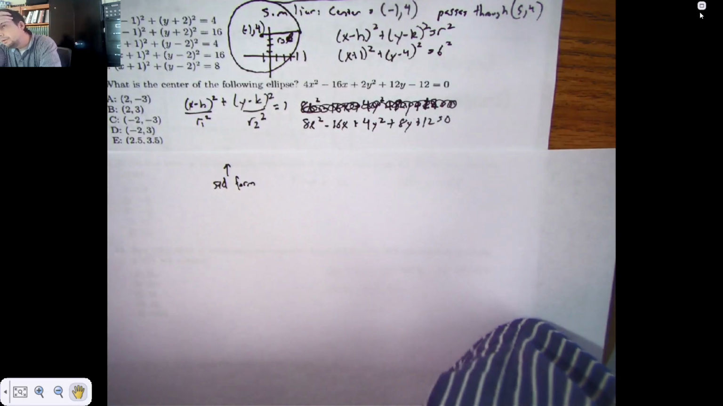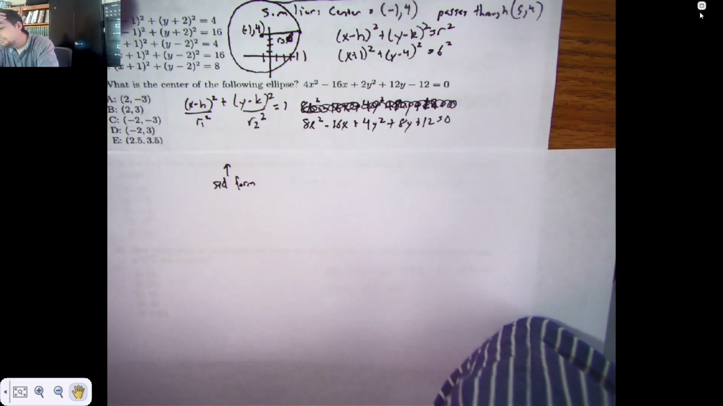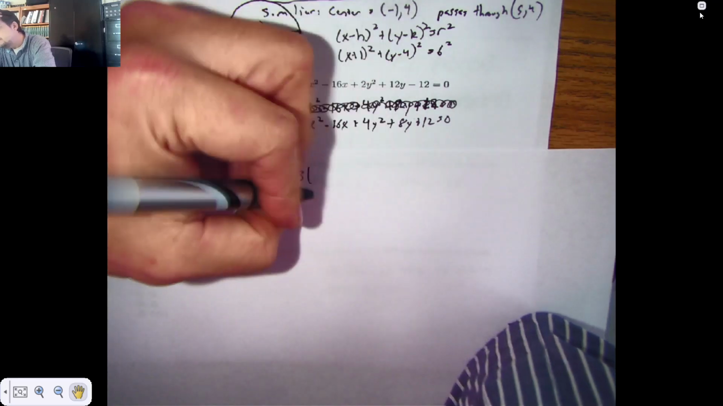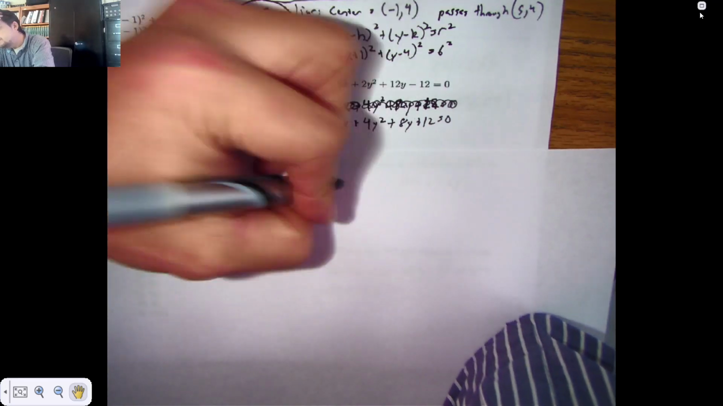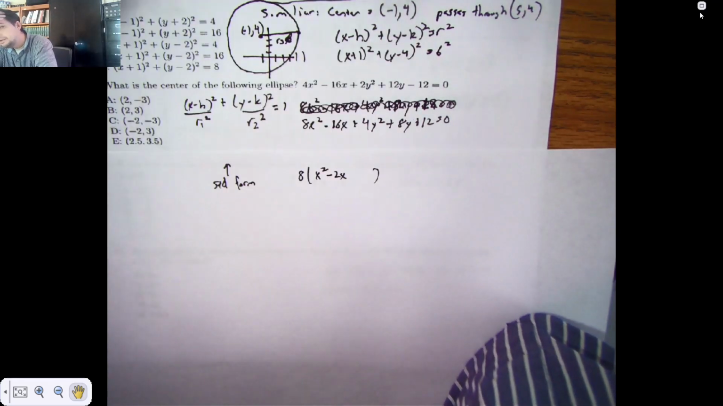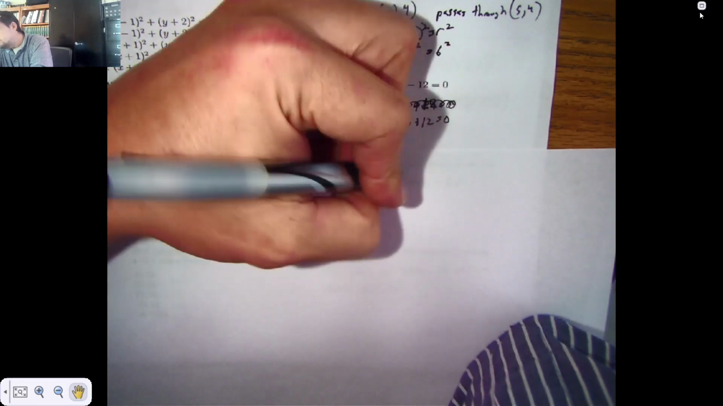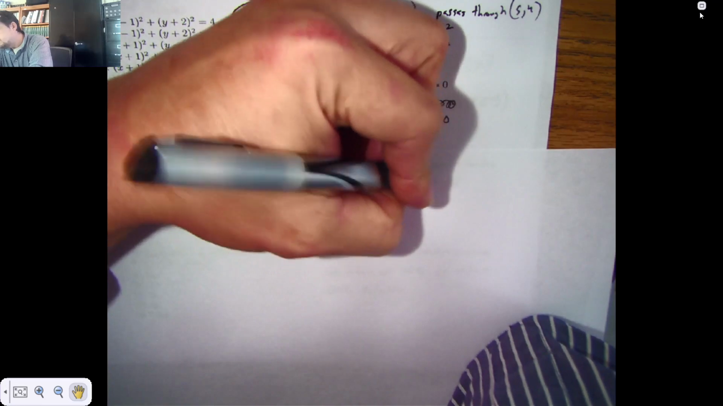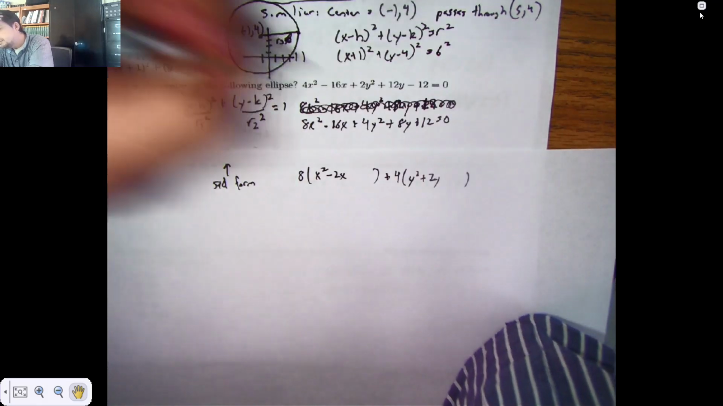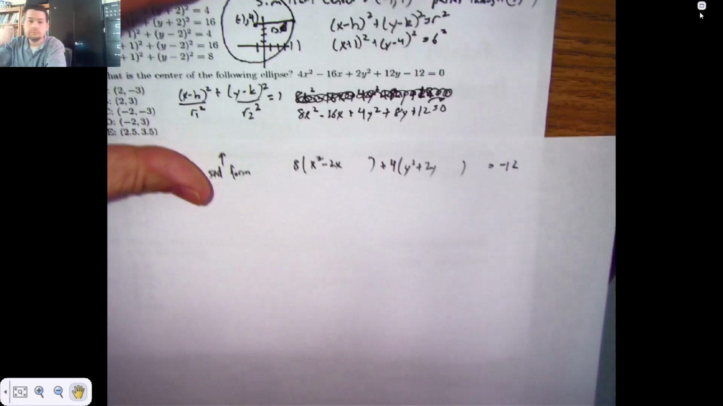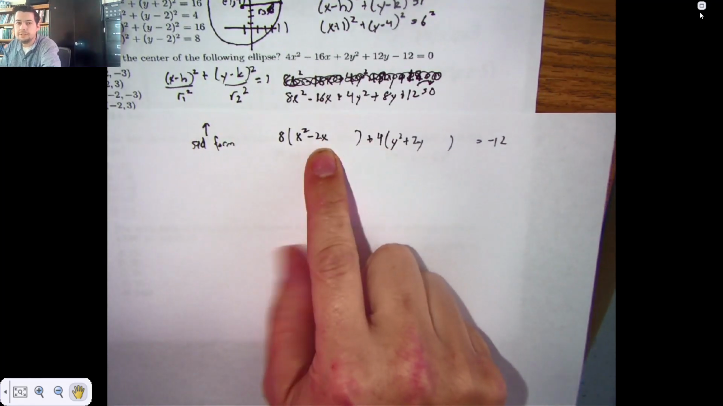It's a little bit different than when I taught it back in section 4, because you've got to do it twice and you've got to do a high degree of manipulation. But what I'm going to do is pull an 8 from 8x squared minus 16x, and I'm going to have x squared minus 2x. I'm going to leave some space. I'm going to pull a 4 from 4y squared plus 8y, and I'm going to leave some space. I'm going to move that 12 to the other side. Now I'm going to look at these pieces individually.